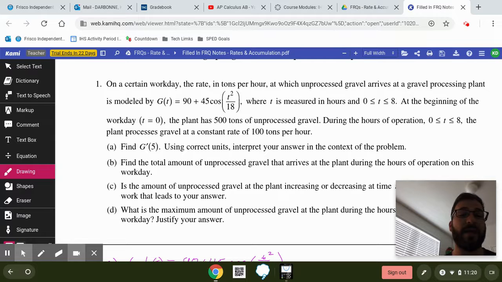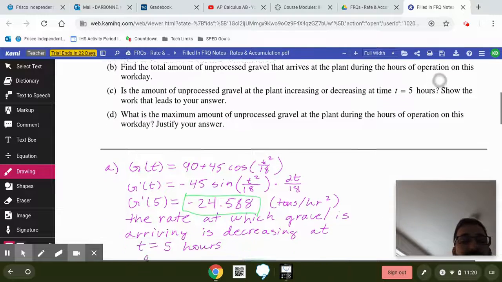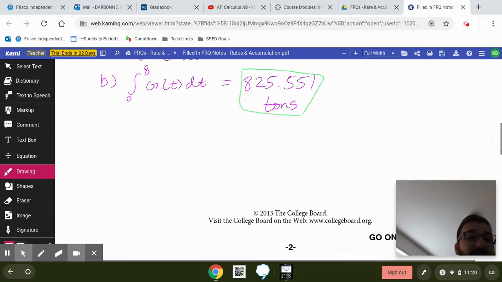Okay, so we already know the rate that it's being processed at time equals 5. It's going to be that 100. But now I need to know the rate it's arriving at time equals 5. So what's my equation for the rate? Well, it's g of t. It's what we already have. So I'm going to plug in 5 and find g of 5.